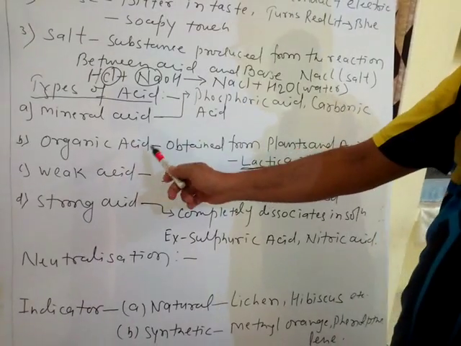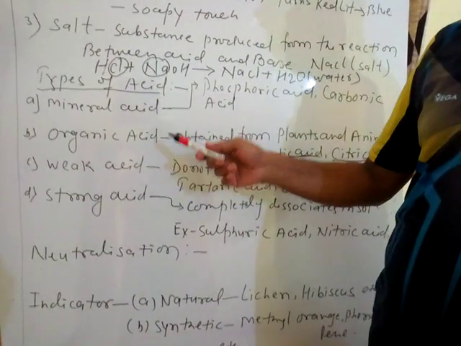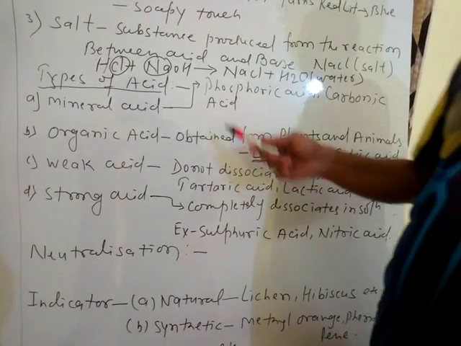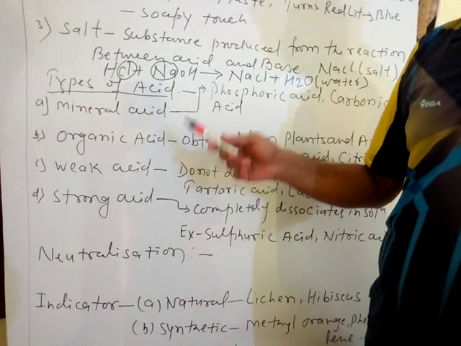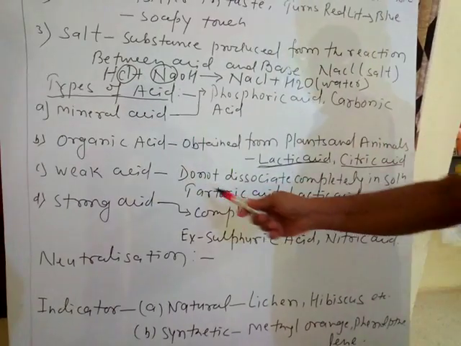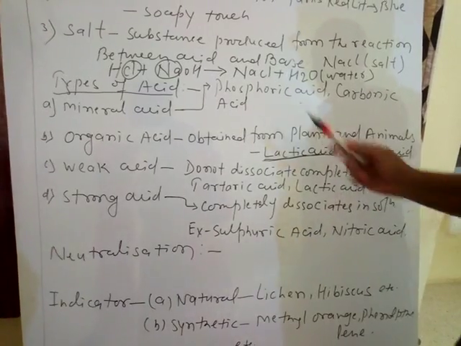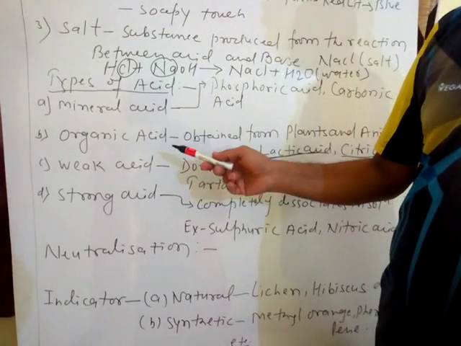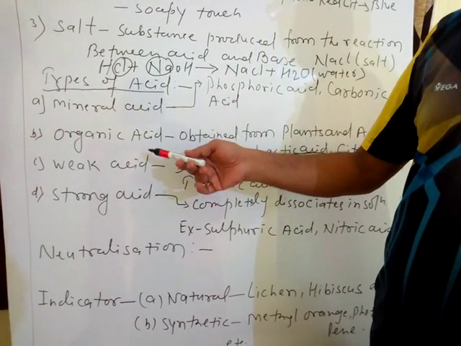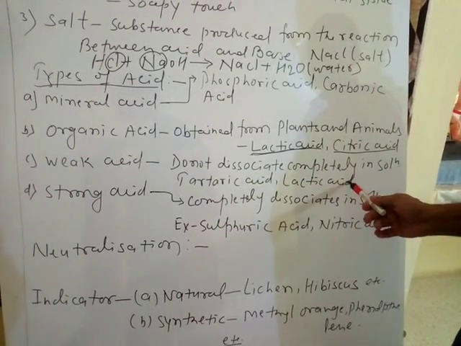And the third one, that is a weak acid. Weak acids are those acids which do not dissociate completely. When it is broken, it does not completely dissociate into its ions in the solution. So they are called weak acids. As for example, tartaric acid and lactic acid.